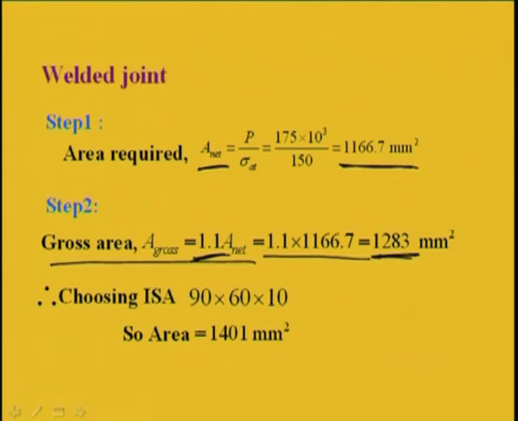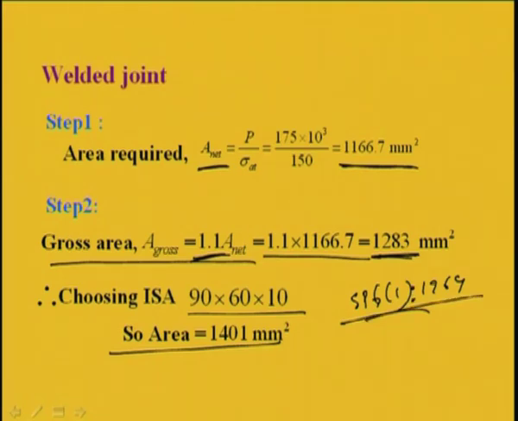Now choosing 90 by 60 by 10, the area is becoming 1401 millimeter square. As I told, from SP 6 (1) 1964, from this handbook we can find out the sectional properties. Now gross area required is this much, 1283. Now we have to see which one is nearby. So you have seen that this will be nearer to this area. So we can choose this 1401 millimeter square. That means the section is 90 into 60 into 10.